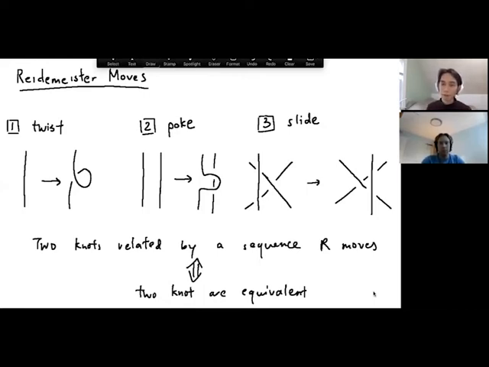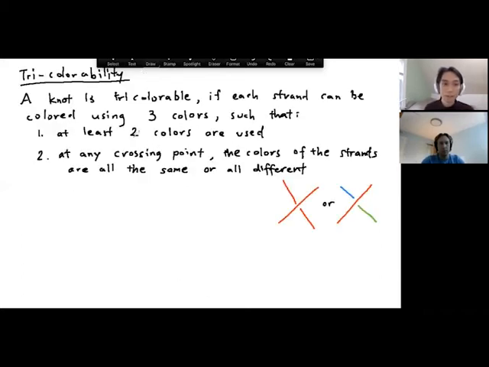And so that tells us how 2 knots could be the same by just deforming them. But we also want to know, how can you tell them apart? And so that's where knot coloring comes in, and that would give us a way to tell them apart. So we're specifically going to think about tricolorability. A knot is tricolorable if each strand can be colored using 3 colors, such that in the entire knot, at least 2 colors have to be used.